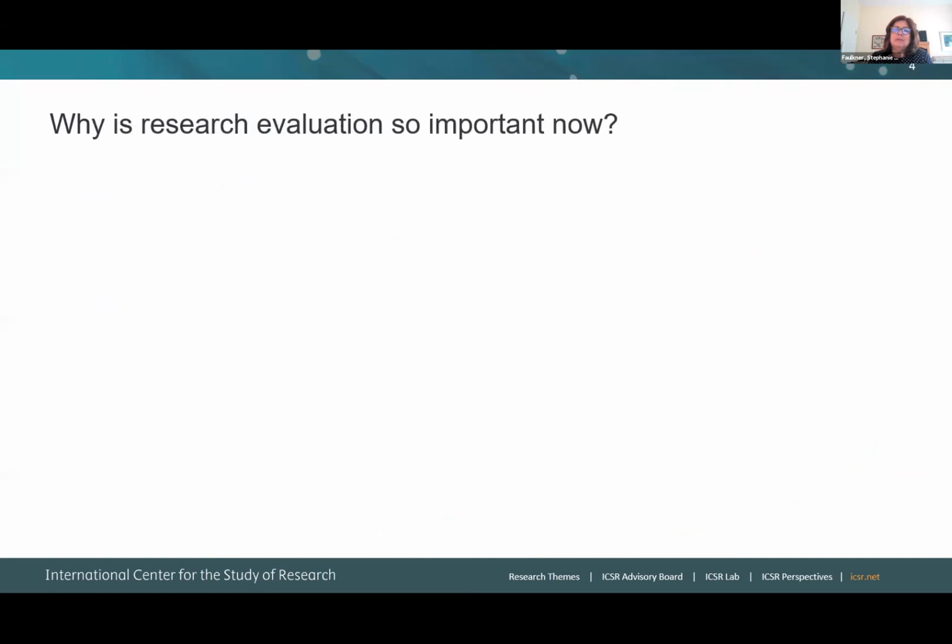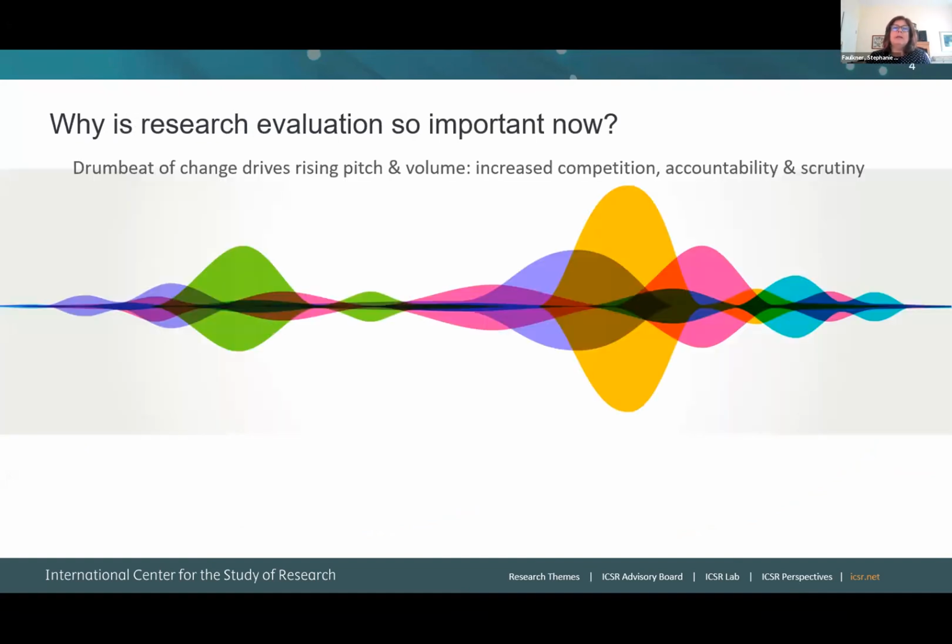So today's topic has become much more important, I think, over the last 10 to 15 years. And why do we think that is? Well, allow me to use a musical analogy. This is Andrew's brainchild, and I just loved it. I want to talk about a drumbeat of change, where the amplitude and the frequency are steadily rising, giving a louder, higher pitched tone.